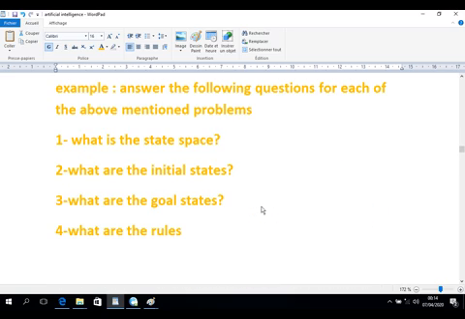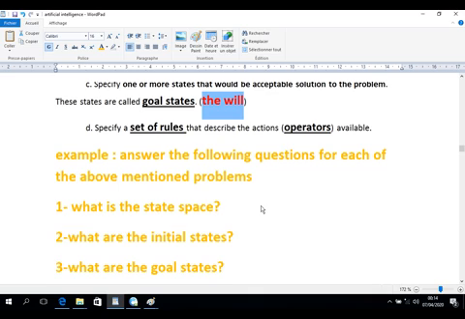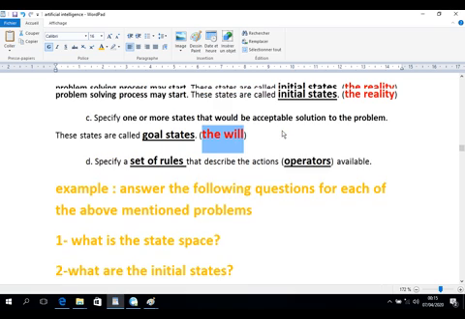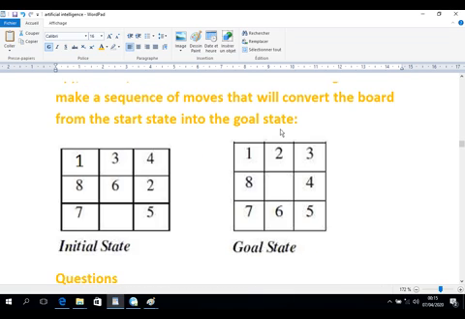And then in the first problem, the will is to get all the cannibals and the missionaries on this side of the river without any missionary being eaten by cannibals. So that is the will. That is the goal state. Fine.